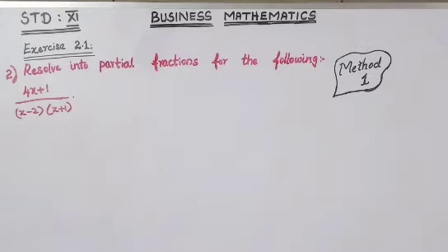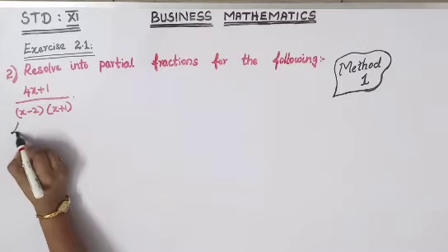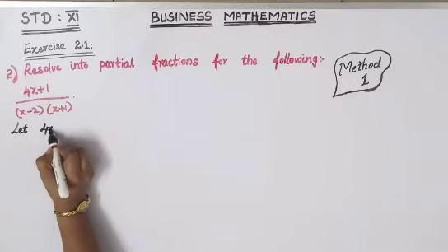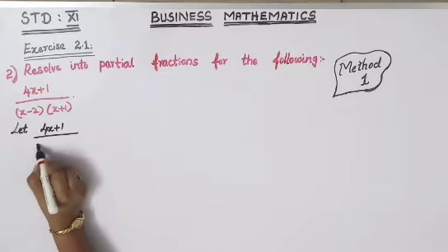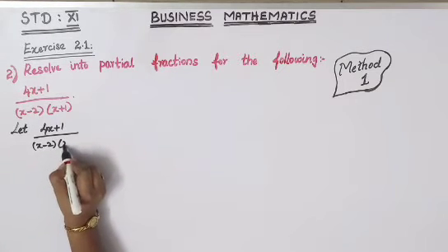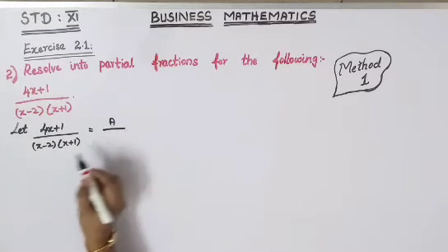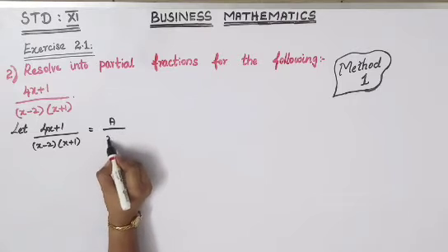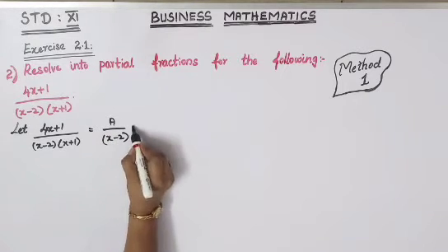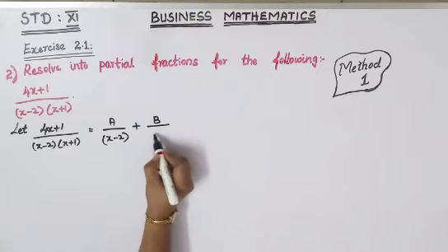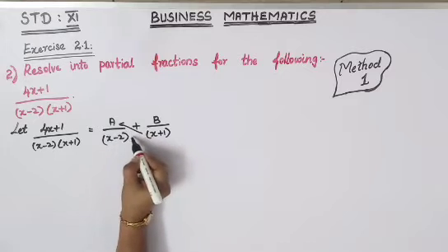Second question, resolve into partial fractions for the following. The question is 4x plus 1 divided by x minus 2 into x plus 1. So first we will declare: let 4x plus 1 divided by x minus 2 into x plus 1 be equal to a divided by, here two linear factors are there, so we can write it as a divided by x minus 2 plus b divided by x plus 1. So now you will have to go to LCM, otherwise cross multiplying.